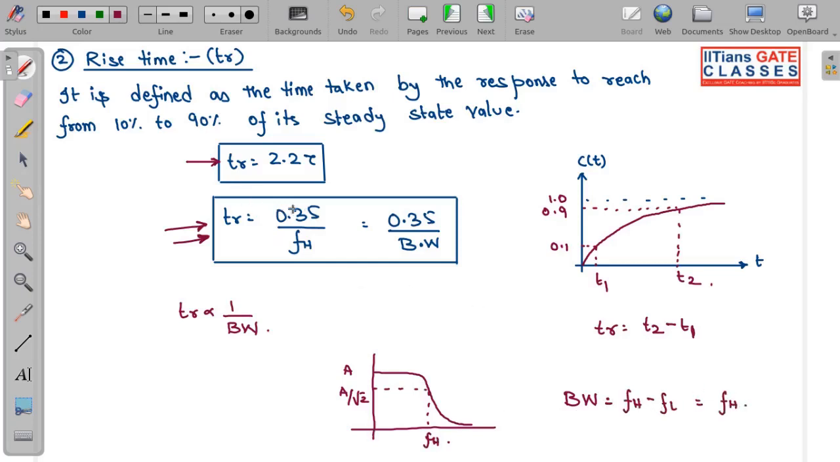So for a first order low pass filter, your rise time is equal to 0.35 divided by fh. Now fh can be the higher cutoff frequency for your low pass filter, or it can be your bandwidth, as in your low pass filter the bandwidth is equal to your higher cutoff frequency.